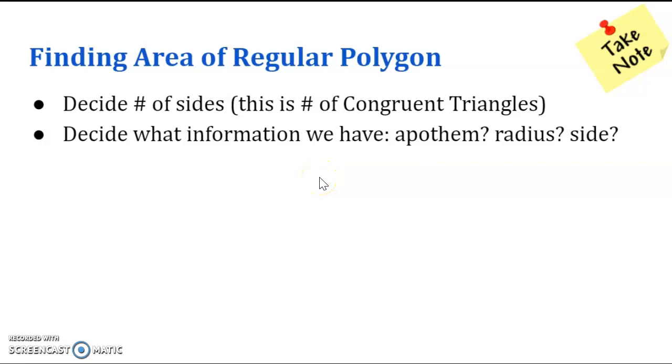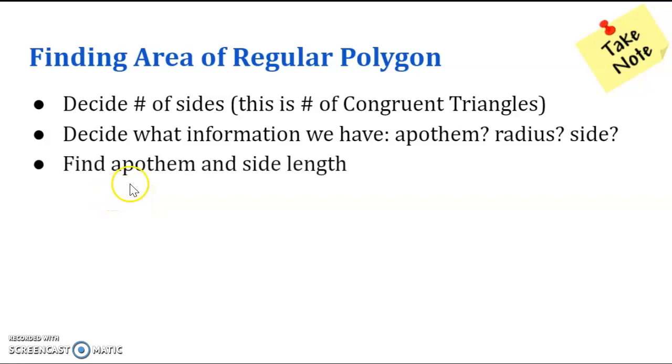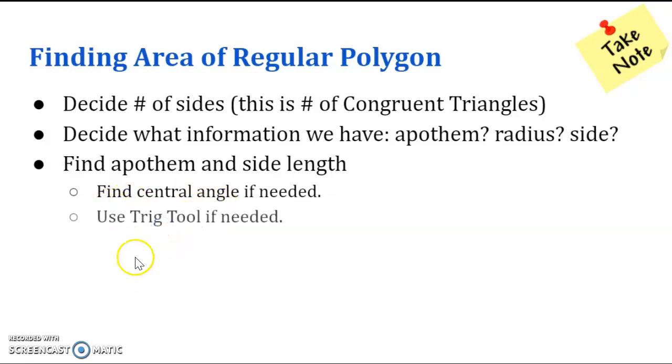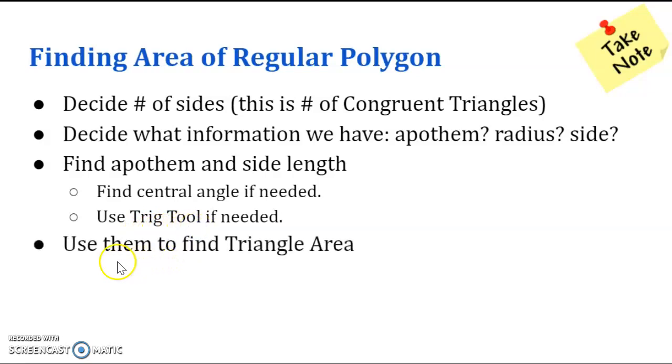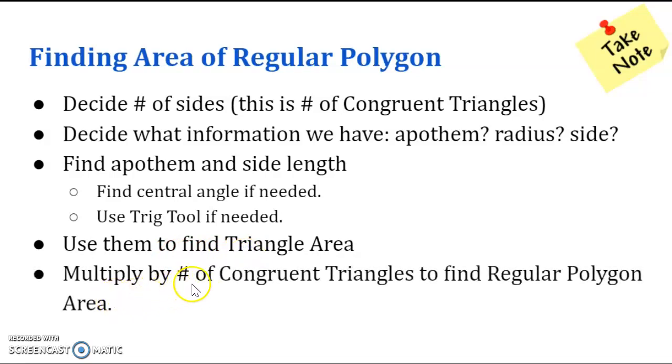Do you have all the necessary information? Remember, we want the bottom length as well as the side length to be able to figure out the area of the polygon. You might need to find the central angle if needed, or use the trig tools if needed, and then use them to find the triangle area, and then finally multiply by the number of congruent triangles to find the regular polygon area.